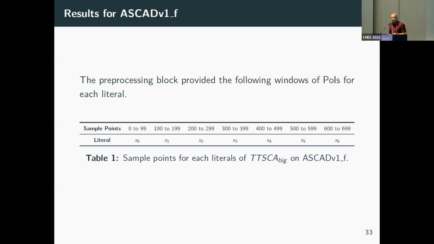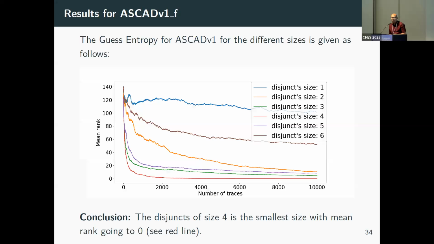The literals now actually are a window of sample points. So in the SCAP fix here, we use each literal as 100 sample points. So we apply our heuristic and see that a disjunct of size 4 is actually the smallest size with guessing entropy equal to 0.